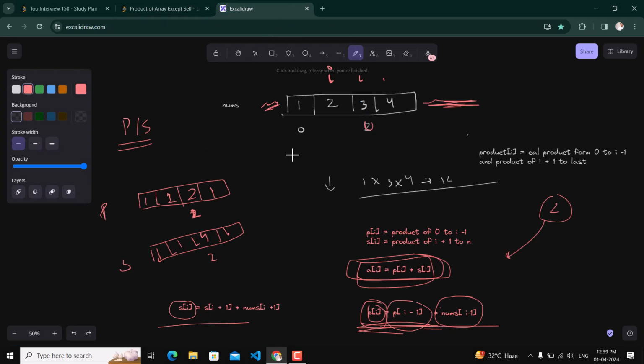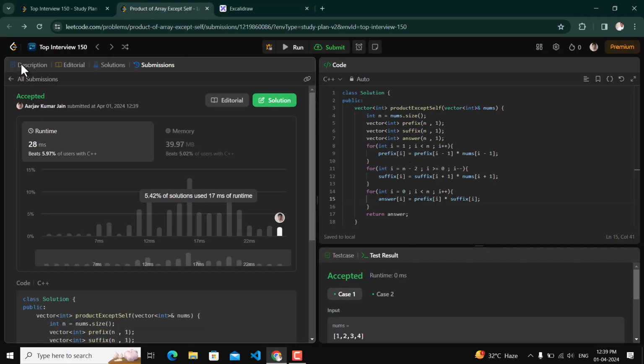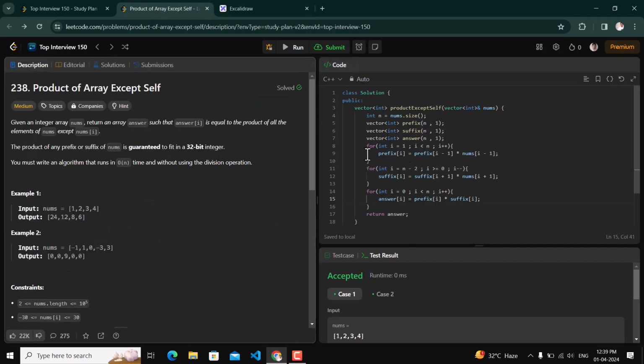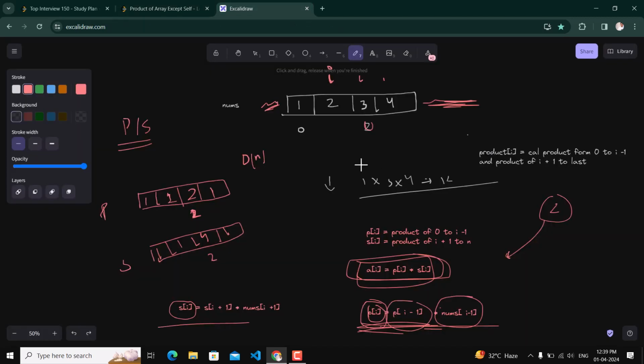The time complexity for this question is O of n, because yes, we are using three loops, but we are iterating from 0 to n in all three loops, so the time complexity will be O of n. So thank you for watching.